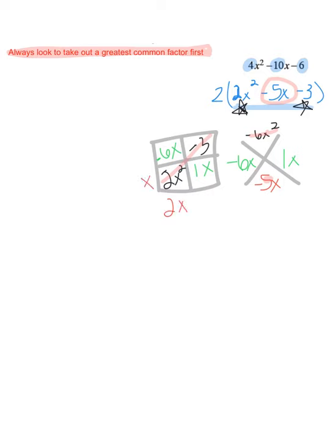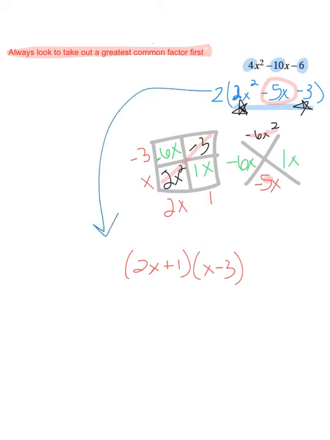2x times x would make 2x squared. x times 1, 2x times minus 3. And then we use our rectangle. We've got 2x plus 1 as 1 dimension and x minus 3. And it looks like we've done factoring, but we can't forget that greatest common factor of 2 we just put in front as a common factor. So our new factoring, if it was all multiplied by 2, would take us back to the original problem.